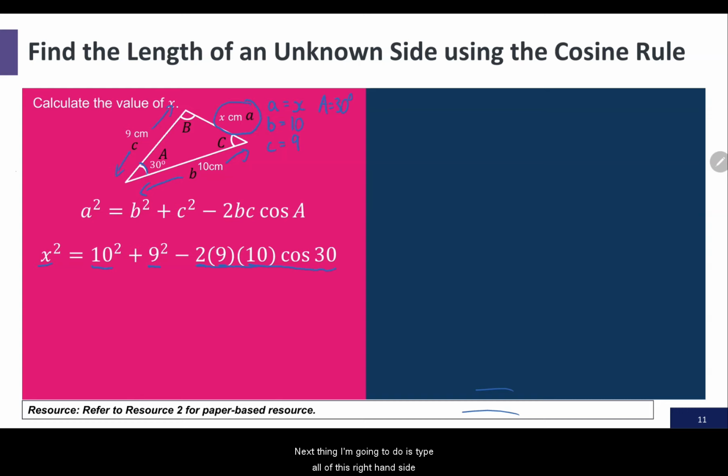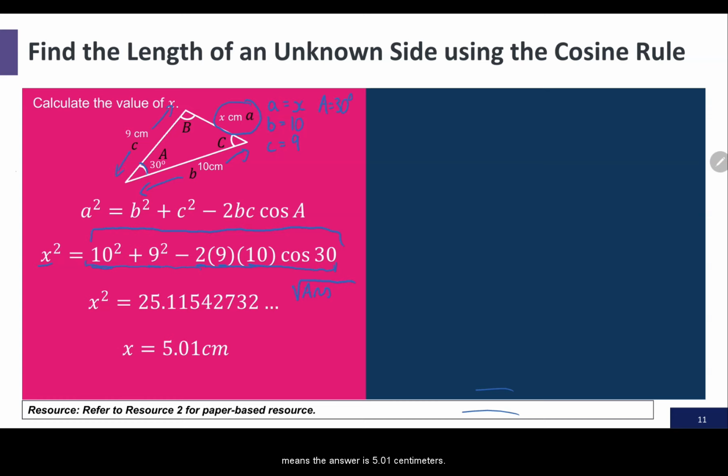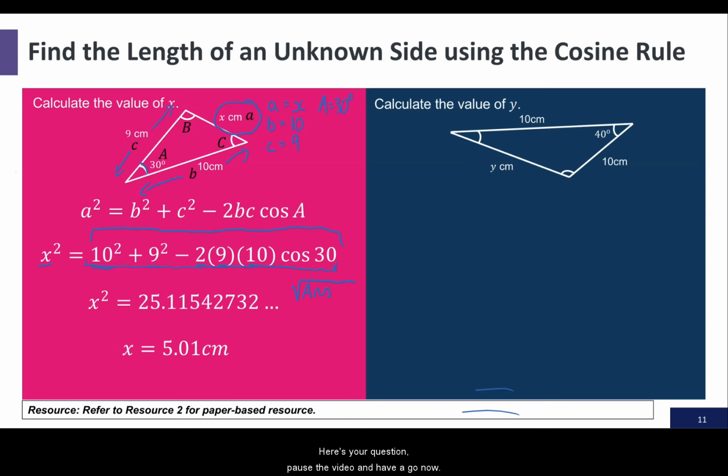Next thing I'm going to do is type all of this right hand side into my calculator and press equals. And there we go. Now what I'm going to do is use that answer and square root it. We want x equals, and this is x squared. So in my calculator it's going to be the square root of Ans, or the square root of all of this line above. Which means the answer is 5.01 centimetres. Here's your question. Pause the video and have a go now.